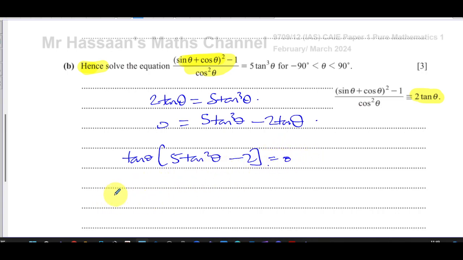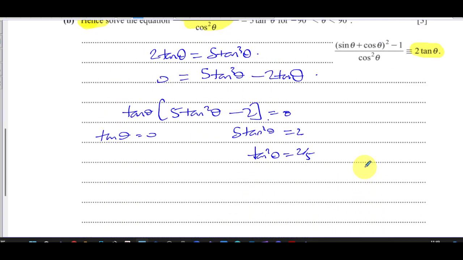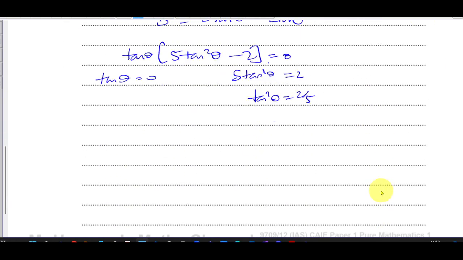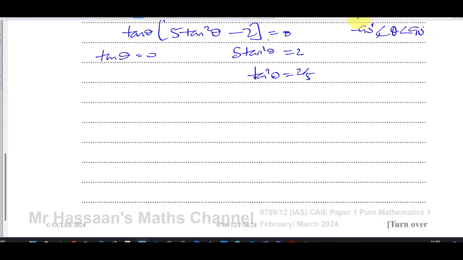So now we can say that either tan theta equals 0, or we can say 5 tan squared theta equals 2. So tan squared theta equals 2/5. Okay, so now we have to solve this equation for theta values between minus 90 degrees and 90 degrees. Those are the limits that we have to solve this question in.